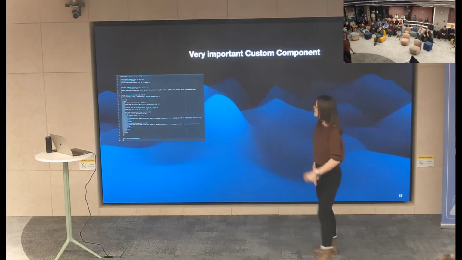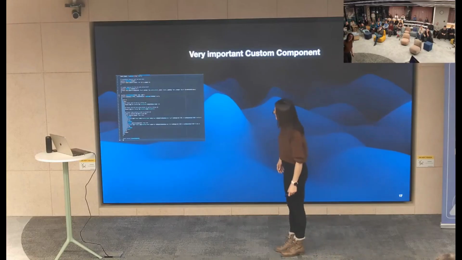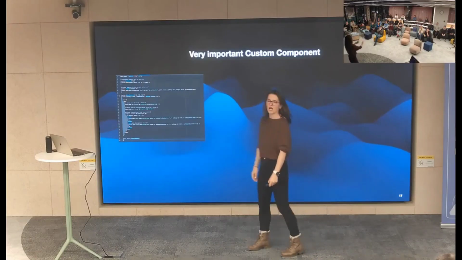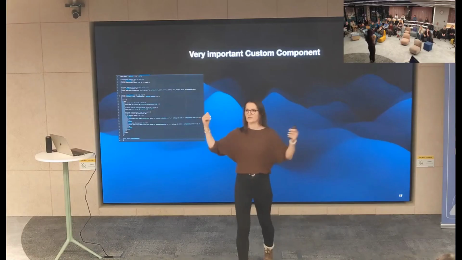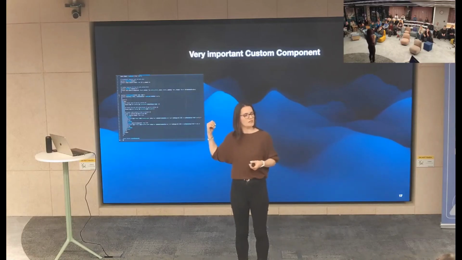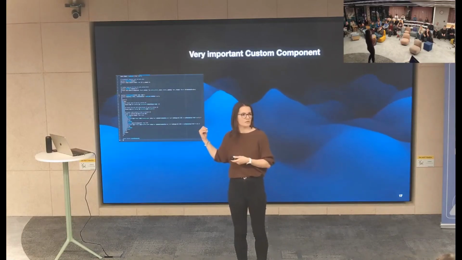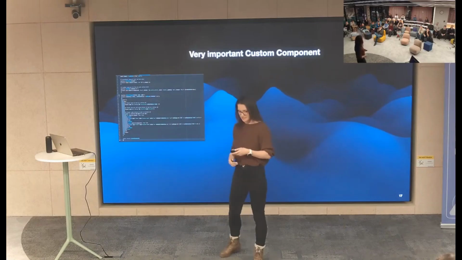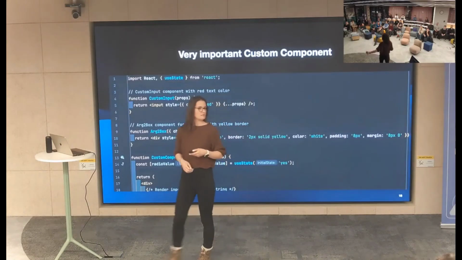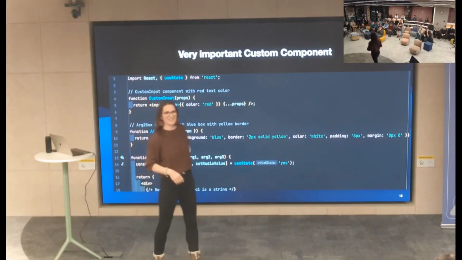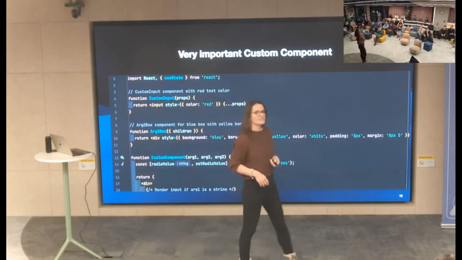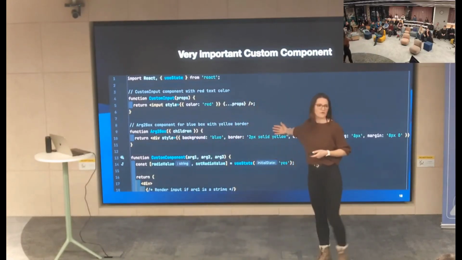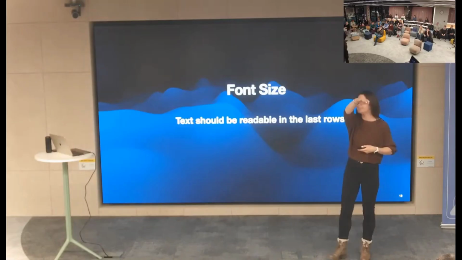They can't. From here I can see these very small things, but if you are sitting there, I want you to understand my code. It's not going to happen with this. Make it a bit bigger. It's dummy code, so it doesn't make so much sense. But basically, go for a font size that is visible in the last rows.